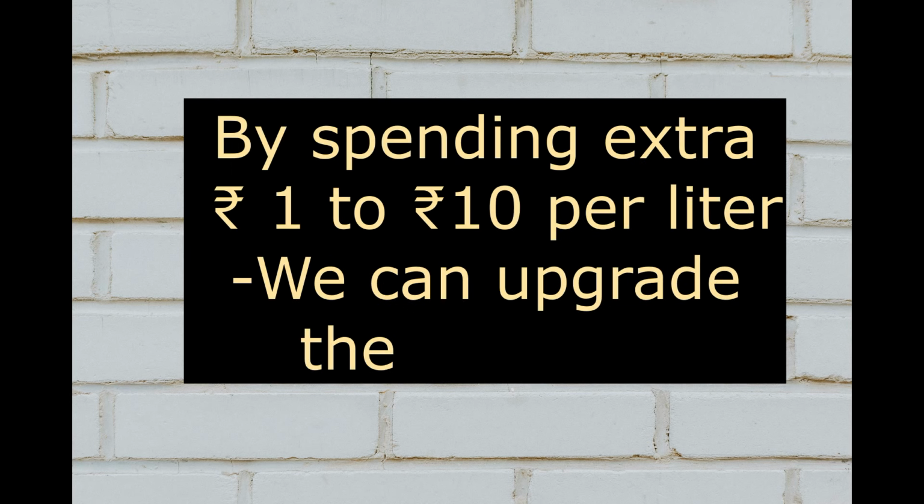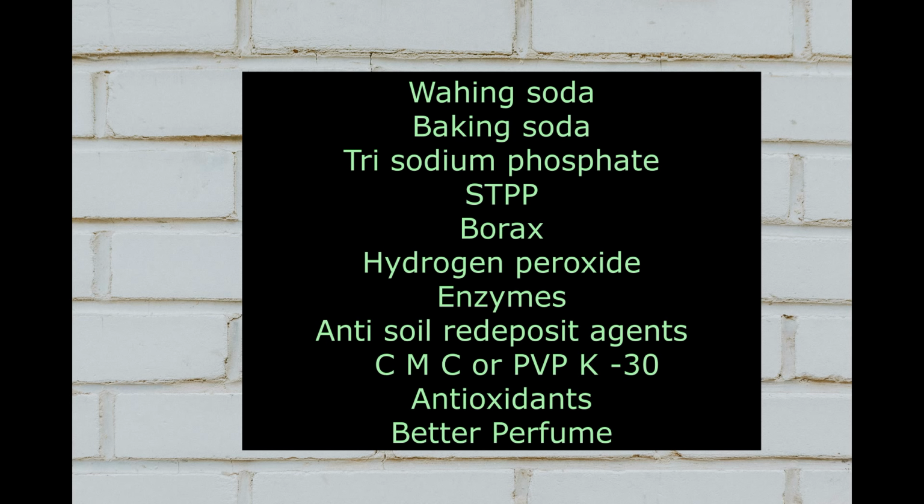Yes, it is possible. We can upgrade this formula. We can convert this formula into another formula. Upgradation depends upon the extra money. We can spend extra from 1 rupee to 10 rupees to upgrade this formula. We can include either baking soda, washing soda, trisodium phosphate, sodium tripolyphosphate, borax, or a bleaching agent like hydrogen peroxide, or enzymes, or anti-soil repellents like CMC or PVPK30, or antioxidants, or even a good quality perfume or extra perfume.